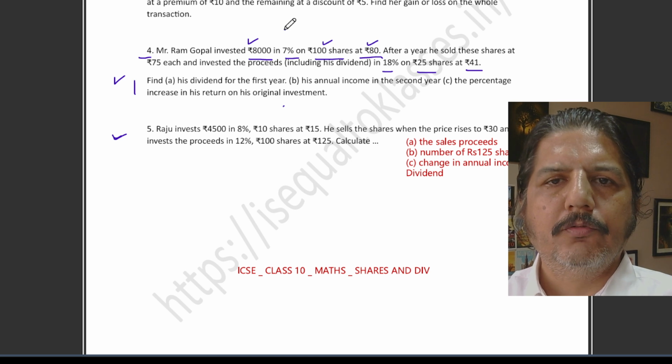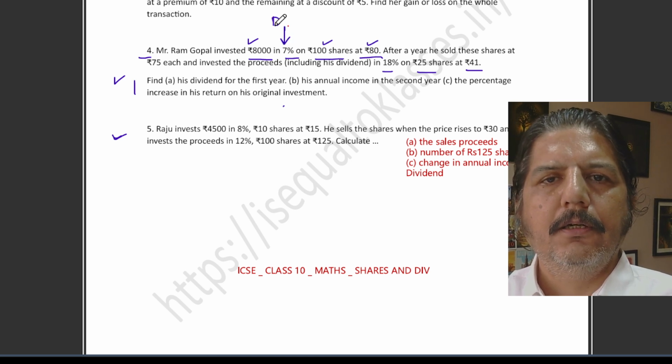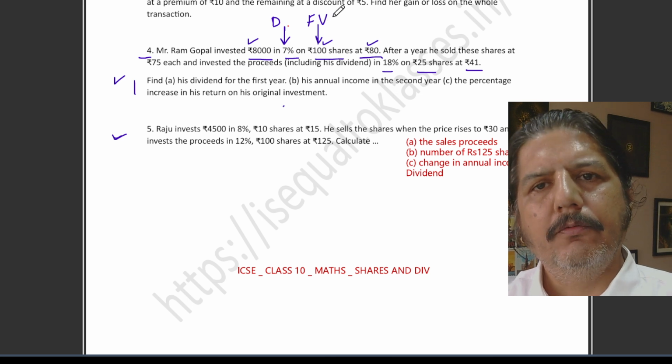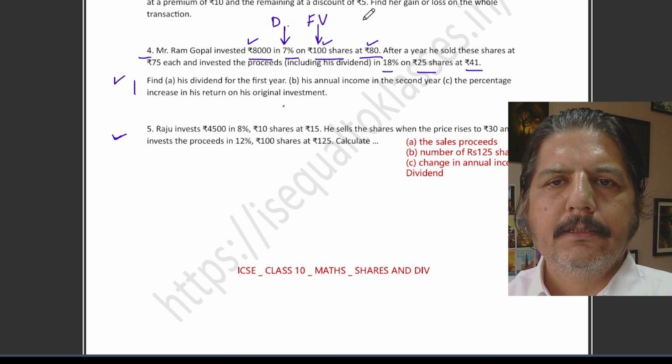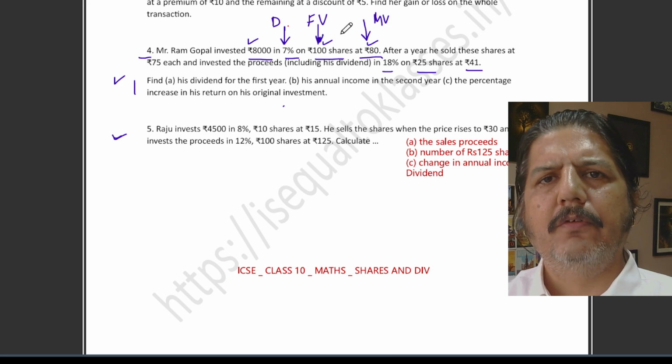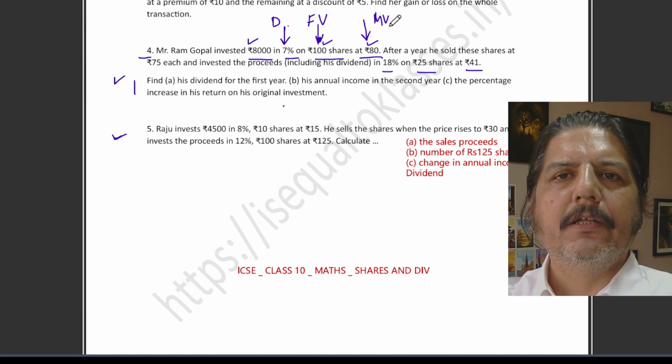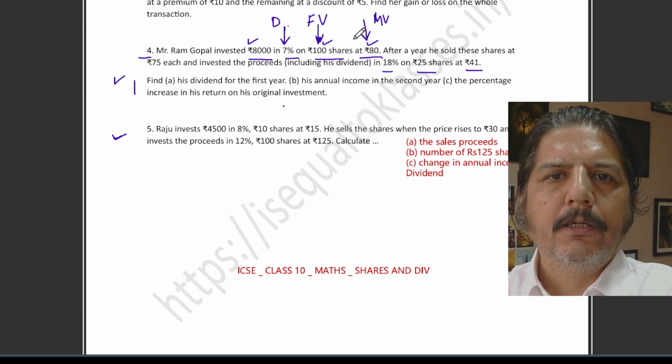So what does this mean? This would be the dividend that we are clear. Rupees 100 share, so this would be the face value. And at rupees 80, this would be the market value. So the share's face value is rupees 100. It is trading at rupees 80. So it is being offered at a discount.